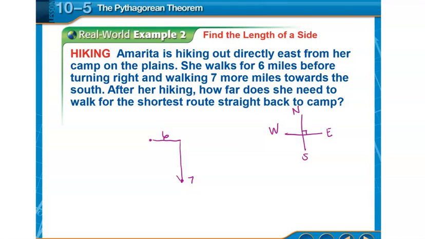And then we have to figure out how much further she has to go. So you have to figure out what these lengths are. The c is the distance back. I know that because this is 90 degrees and the c is always across from there. So you're going to use the Pythagorean theorem again. And we get 85 equals c squared. Take the square root of both sides, and c equals 9.2 miles.